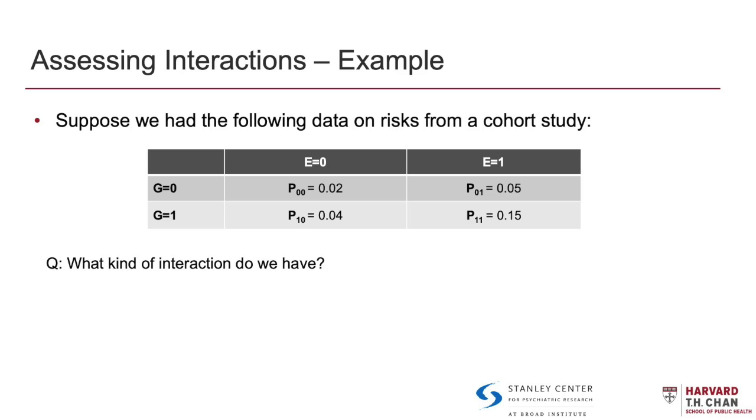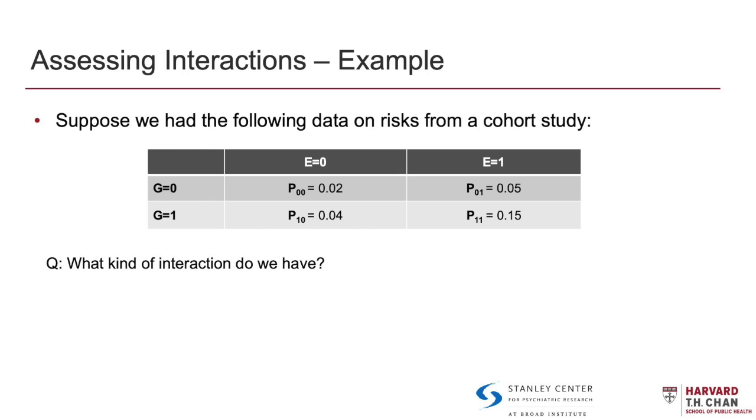Let's look at this in a simple example, where suppose we have this data on a risk of a disease from a cohort study, formatted in a similar way as the prior slide, where we have the genetic risk factor depicted as a binary variable 0 and 1, and the environmental risk factor as 0 and 1, and the probability of the disease presented in each cell. So what kind of interaction do we have?